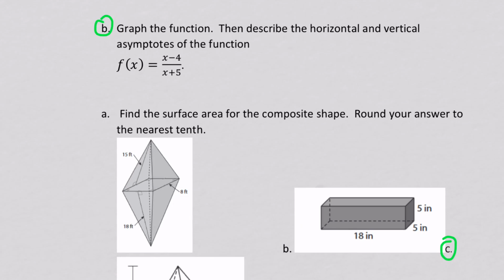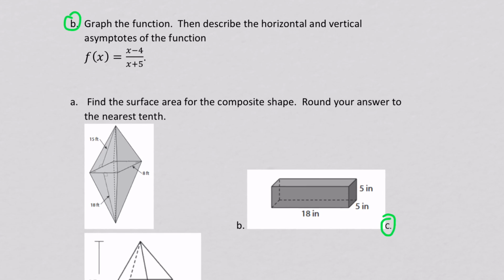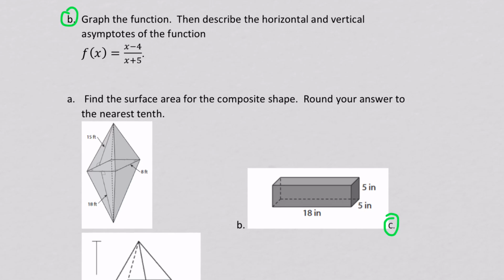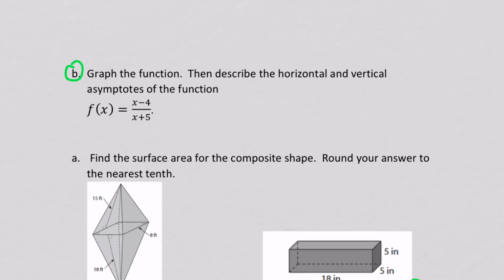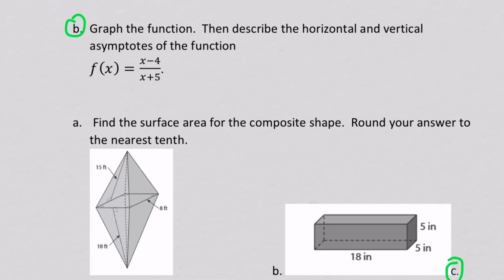Alright, next one I'm going to do is number 9, part B. It says graph the function, then describe the horizontal and vertical asymptotes of the function. So this is a rational function, right? It's just like A, except you can't easily see what B, H, A, and K are in this case. So what you got to do is fix it. You got to make it so that you can actually see those parameters.